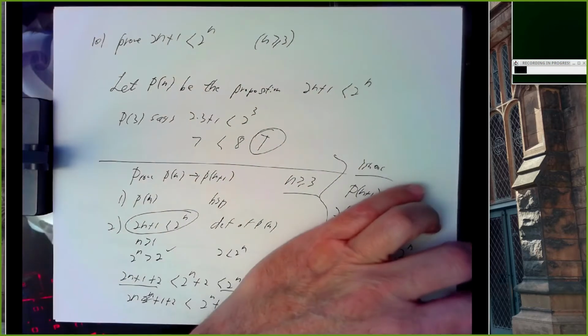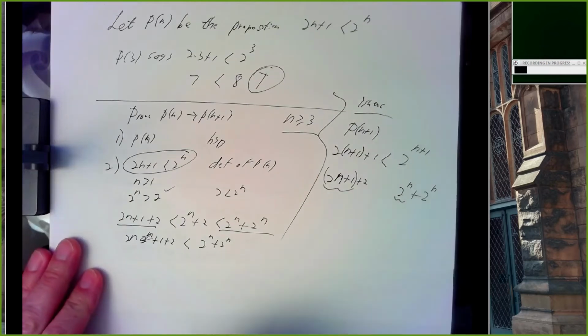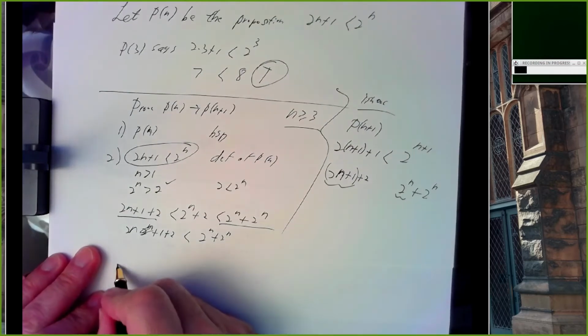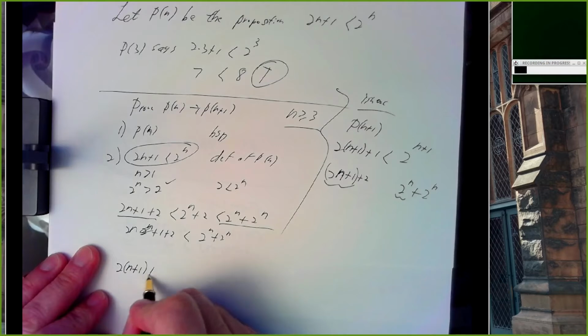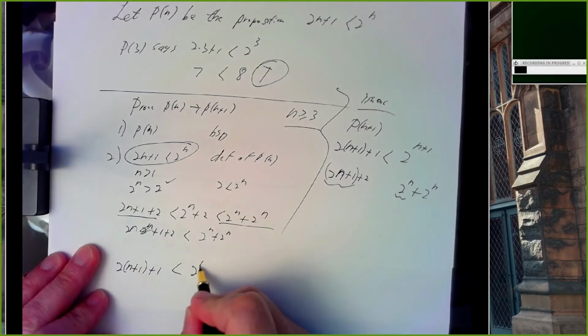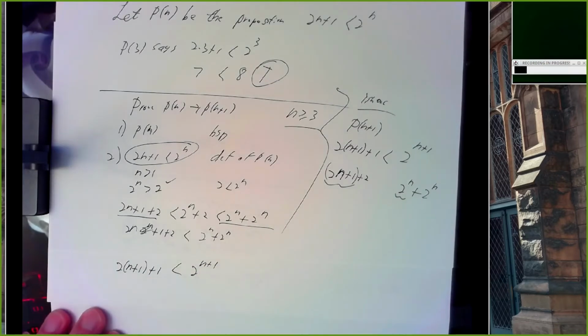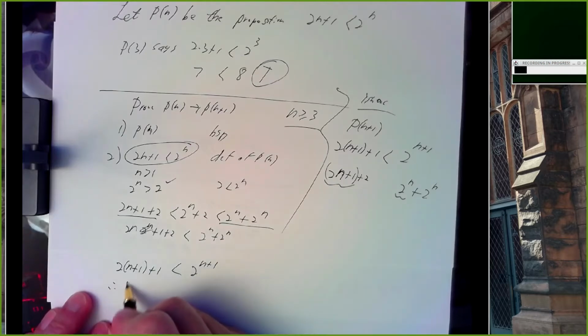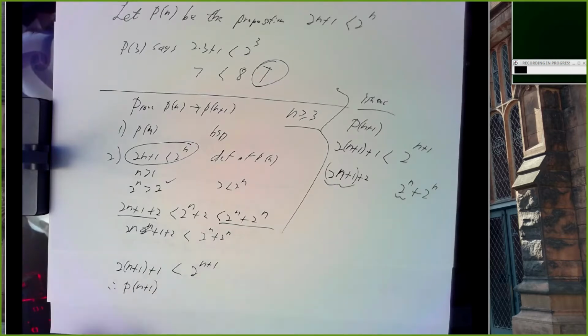So we go ahead and we say that 2 to the n plus 1 plus 2, well, that's 2 times n plus 1 plus 1. And this is 2 to the n plus 1. And then we simply observe this is P of n plus 1.